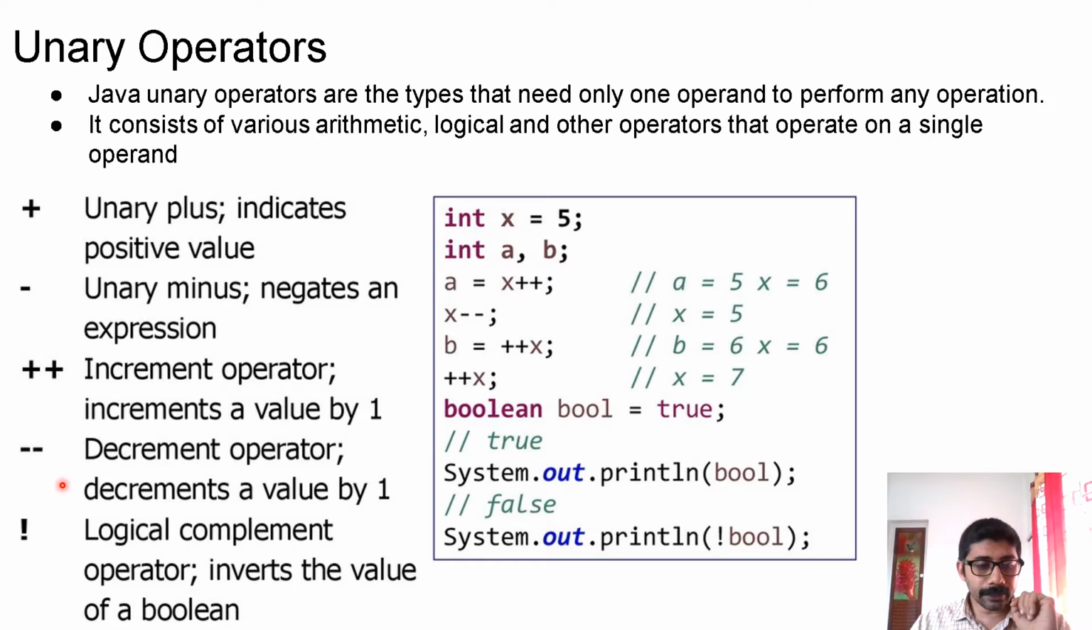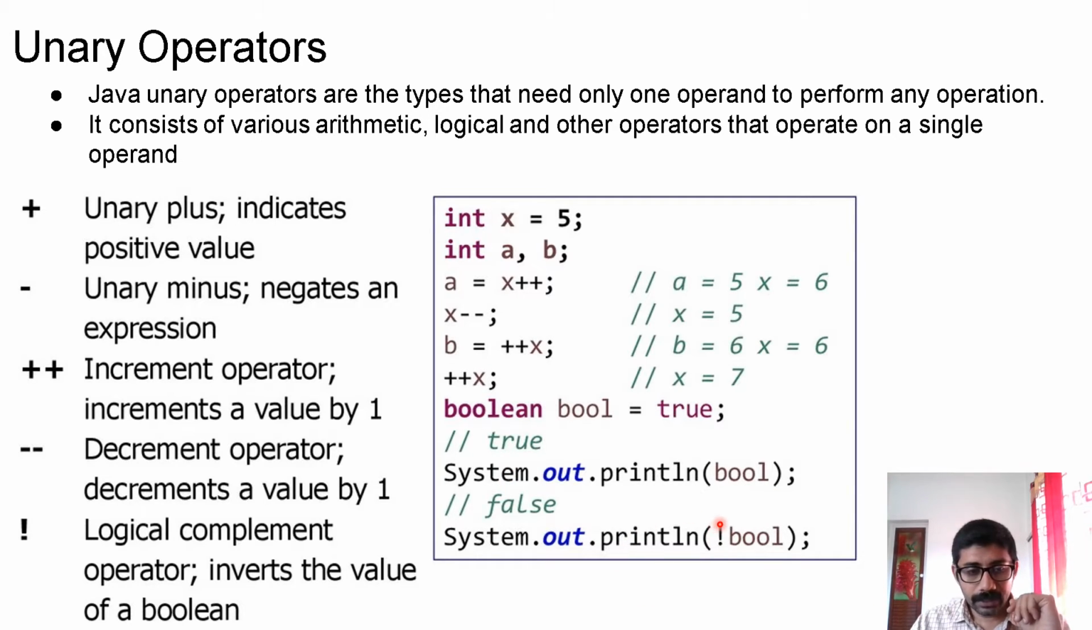Then increment, decrement, and the exclamation mark. This logical complement operator inverts the value of a Boolean expression, meaning it will invert the value of true to false. This minus is negating, in the sense that you are getting the negative value of that. Here you can see some examples. A plus plus, A is 5. So here it is increment, decrement, pre-increment.